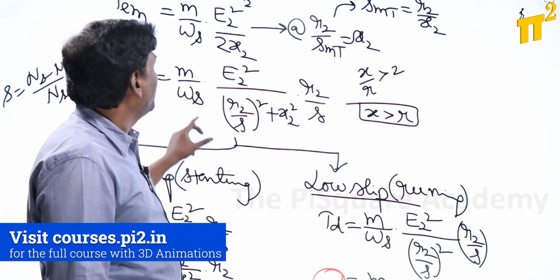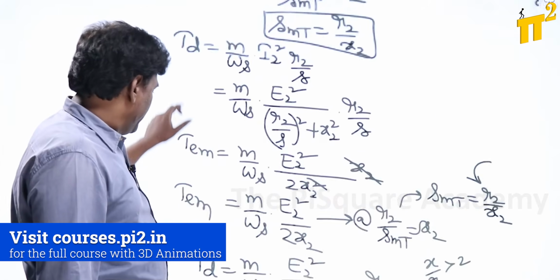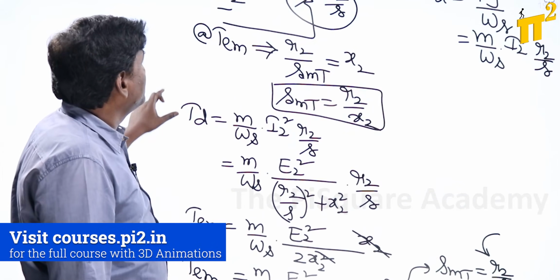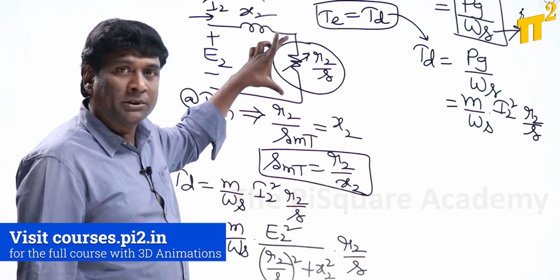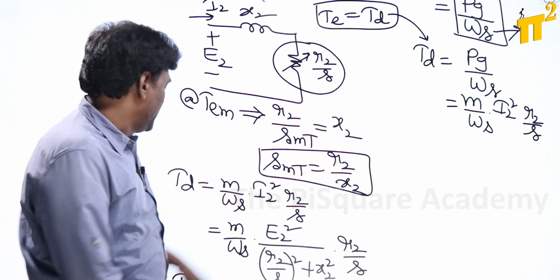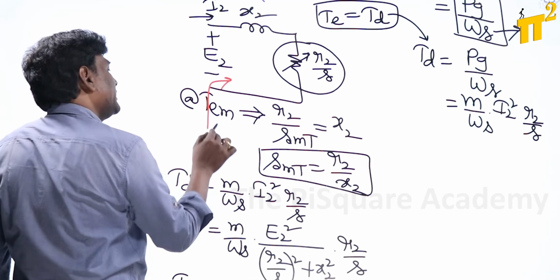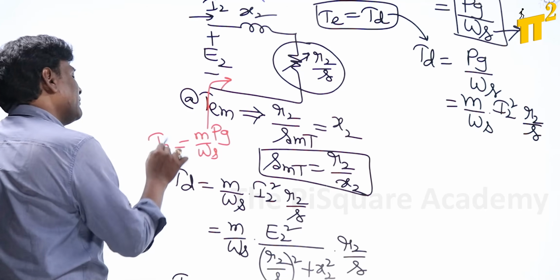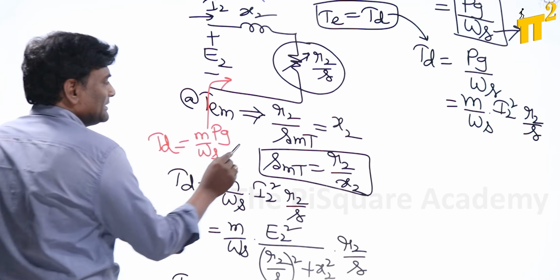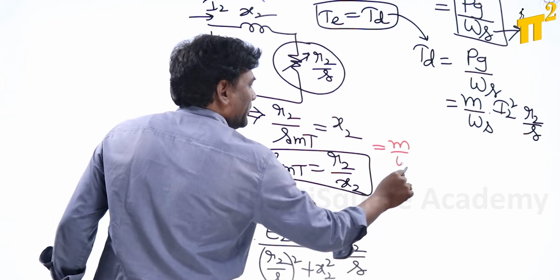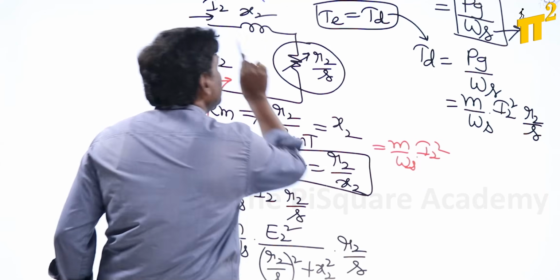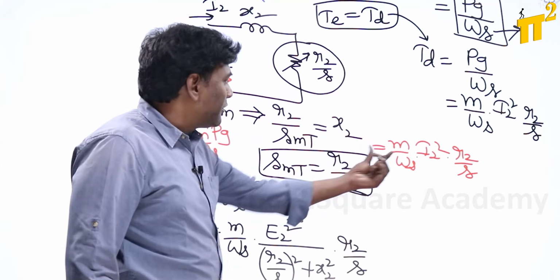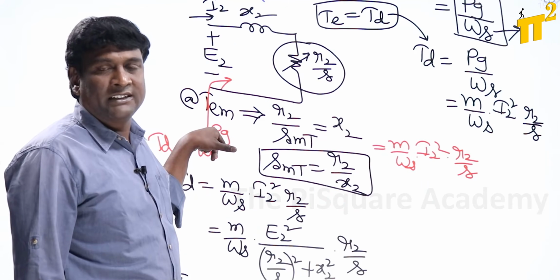As of now, even in speed control and braking also, we are going to do the same thing. See here, this particular diagram we are going to remember. E2, X2, R2 by S, and if you think of PG, the air gap power, then P by omega S of PG is going to be the developed torque. Now PG is nothing but P by omega S into I2 squared R2 by S. In place of I2 you are going to place E2 by the square root.